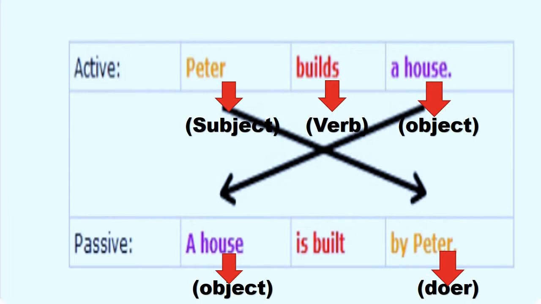Then we write it by Peter. Now, the passive voice sentence is a house is built by Peter.